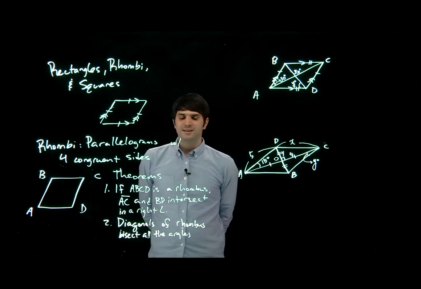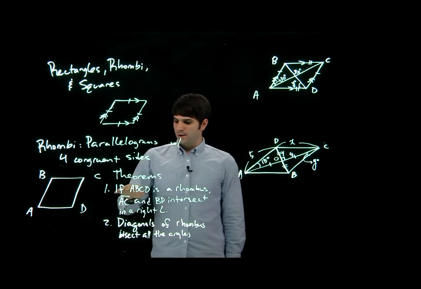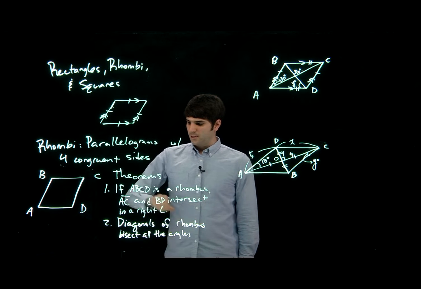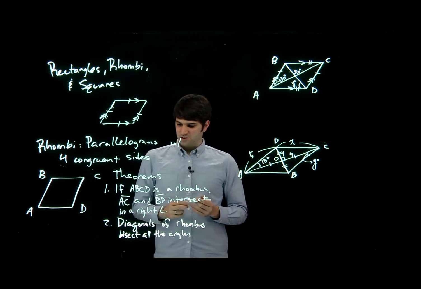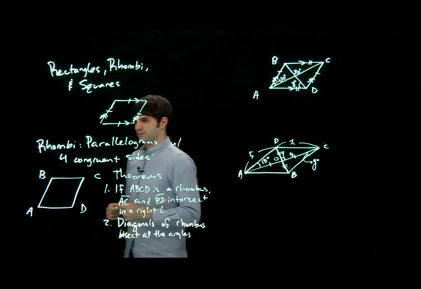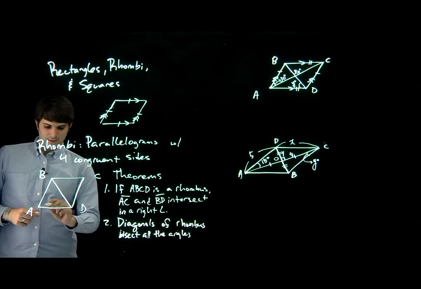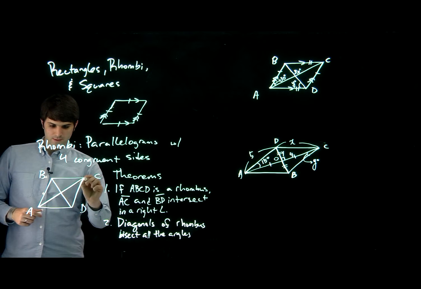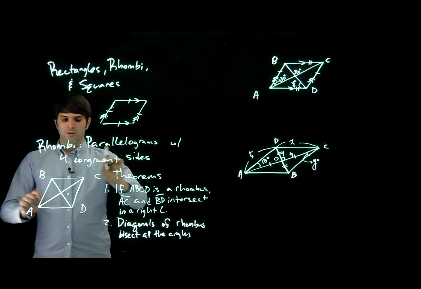So this is a side classification of quadrilaterals. Now, we have two theorems. If ABCD is a rhombus, then AC and BD intersect in a right angle. So let me draw this here. In other words, these diagonals intersect in a right angle, always, no matter how much you stretch this.